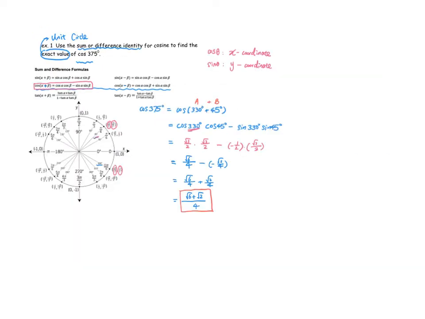Here is another way to solve this question. We have cosine 375. That number is greater than 360, so we can do cosine of 375 minus 360.